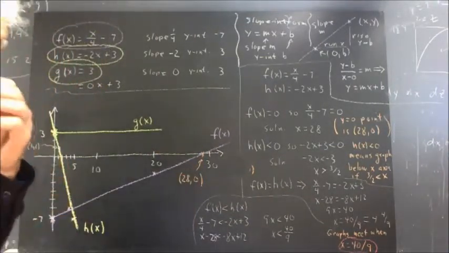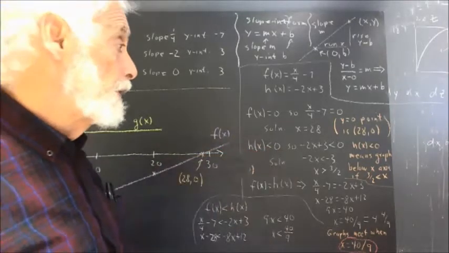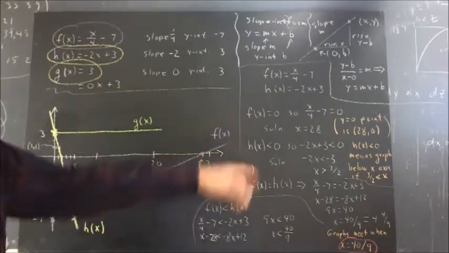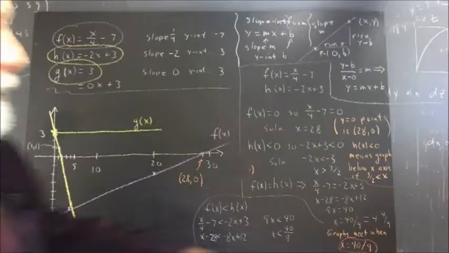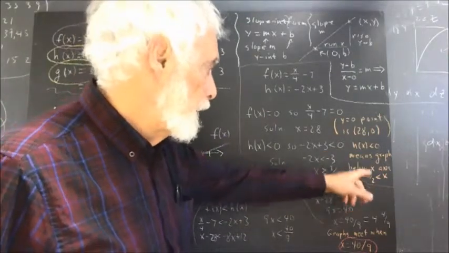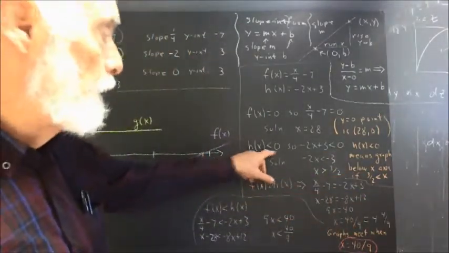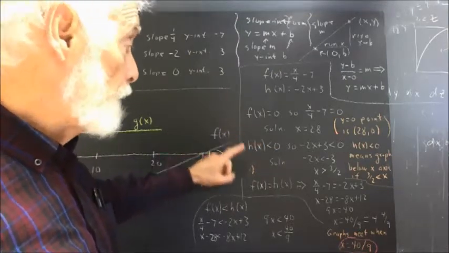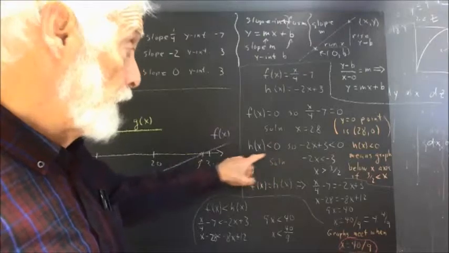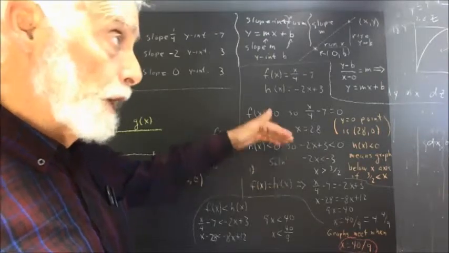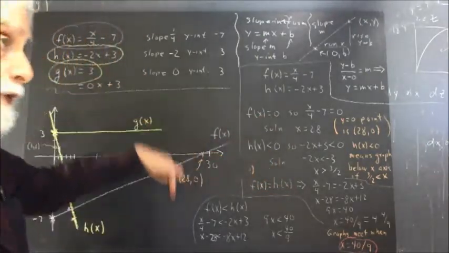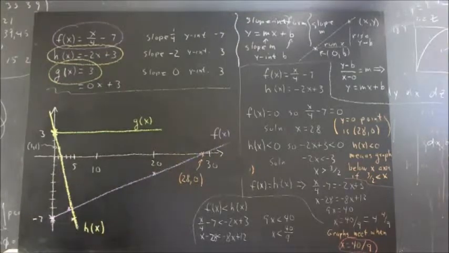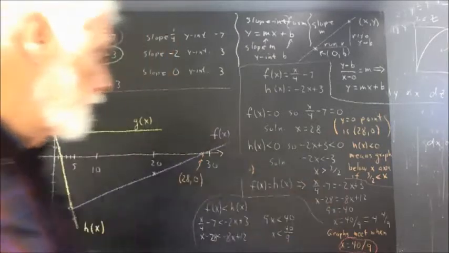Then h of x less than 0. What does h of x less than 0 mean? That means that the graph is below the x-axis, because the y coordinates of the points on the graph are going to be less than 0 when h of x is less than 0. Y coordinates less than 0 means points below the x-axis. So let's see, now that occurs for x greater than 3 halves.